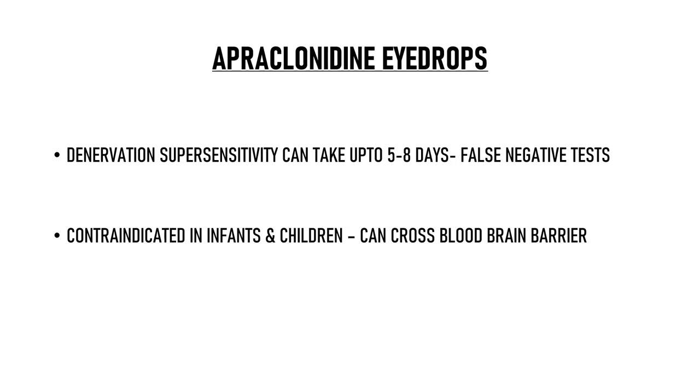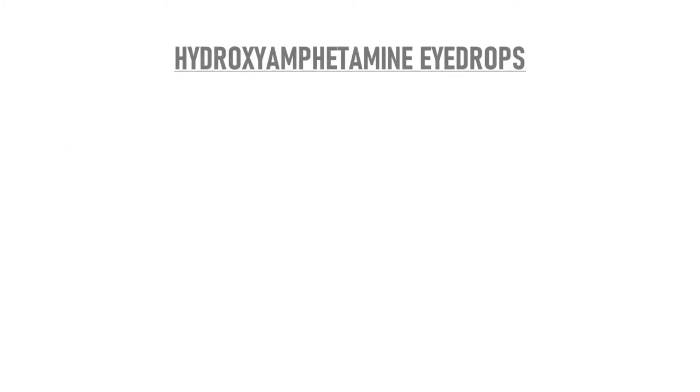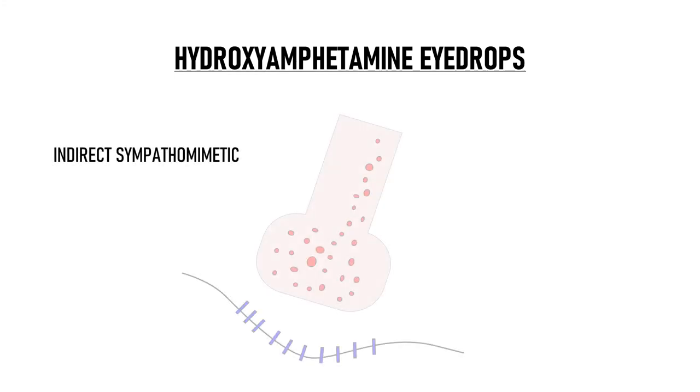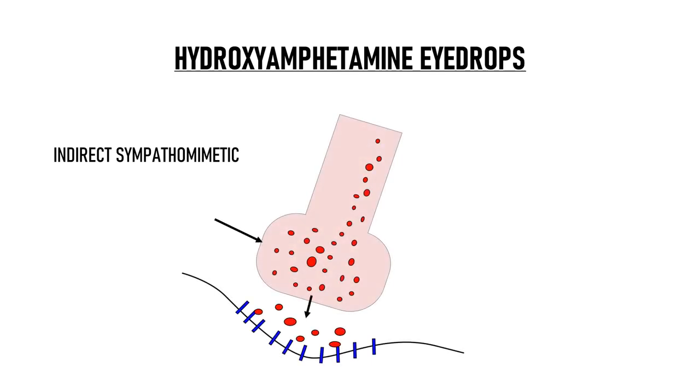Now, cocaine or apraclonidine will only tell us whether Horner's is present or not. They won't tell us the site of lesion. So, to determine the site of lesion, hydroxyamphetamine eye drops are used. Hydroxyamphetamine is an indirect sympathomimetic agent. It causes release of norepinephrine that is stored in the presynaptic terminals, which then stimulates the receptors and causes dilation.